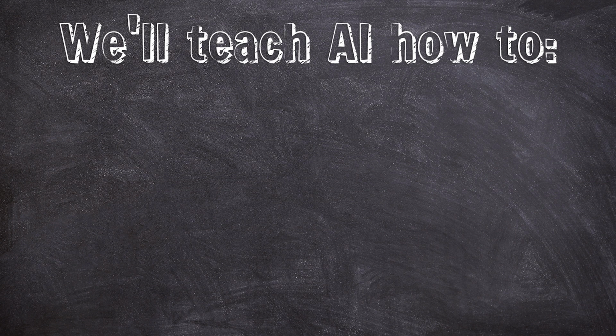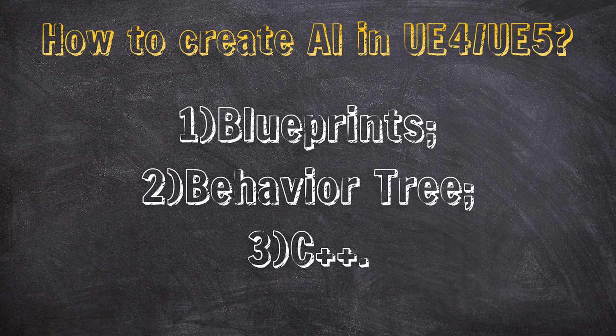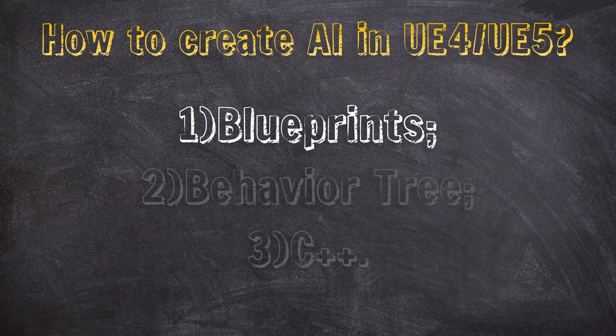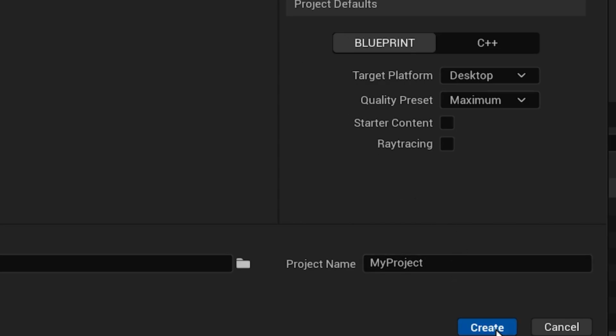In this video we created AI that can move, follow, and hear. There are three methods to create AI in Unreal Engine: C++, Behavior Tree, and Blueprints. We're going to use only Blueprints. First thing you need to do is to create a template first-person shooter.